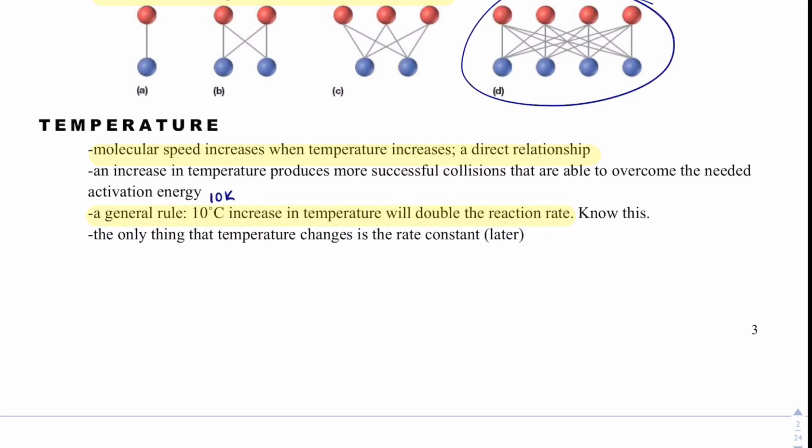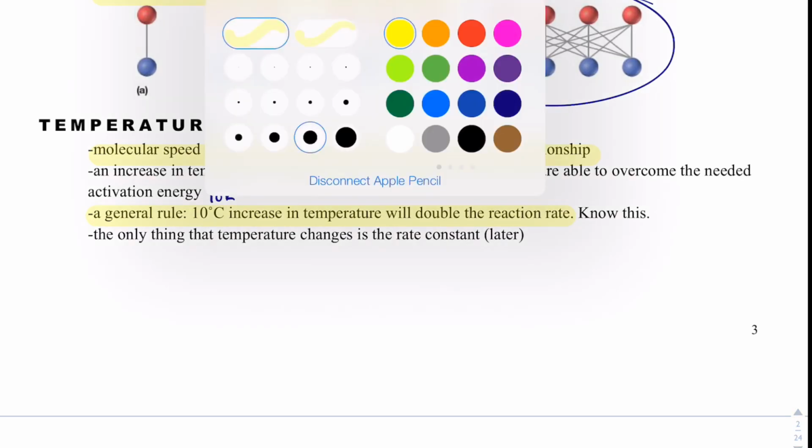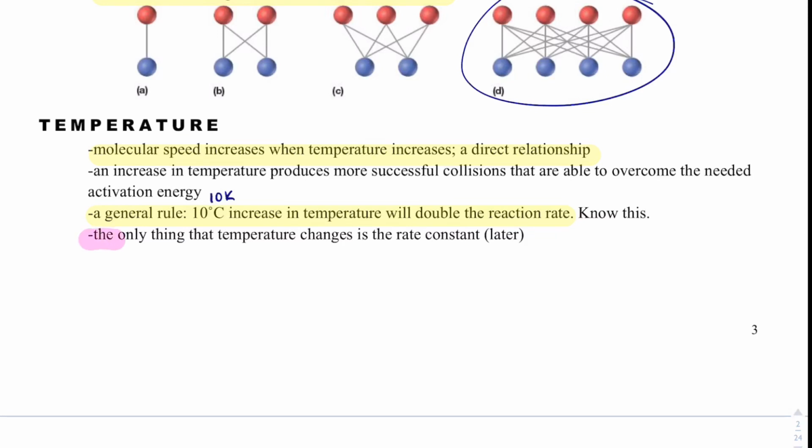But here is what's really, really important. And I'm going to highlight it in pink because it's just that important. The only thing that temperature changes is the rate constant. And we have not talked about that yet, but that will be little k.